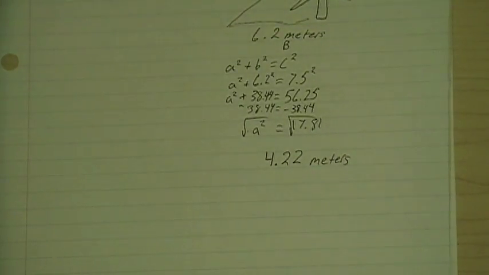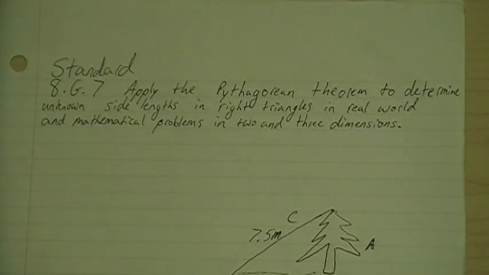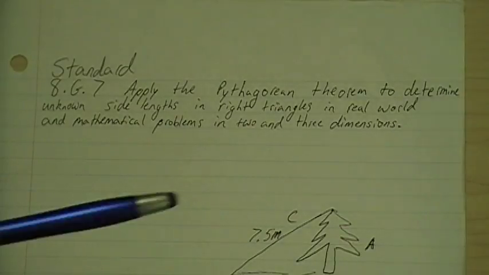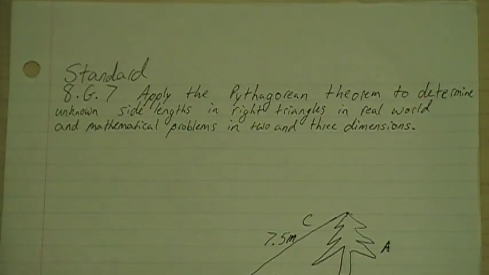Alright, and with that, we'll just go back over the standard really fast. We were able to apply the Pythagorean theorem to determine unknown side lengths in right triangles, which is what we had here in our tree, and we used it in a 2-dimensional sense.